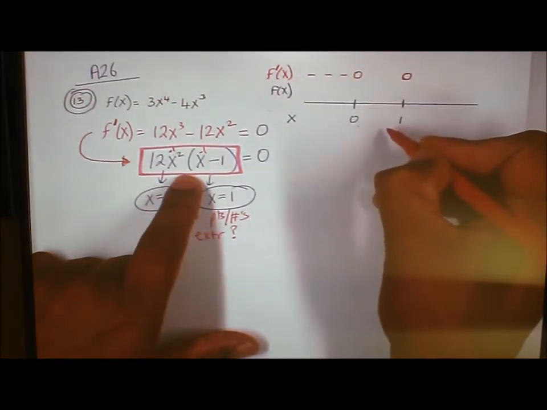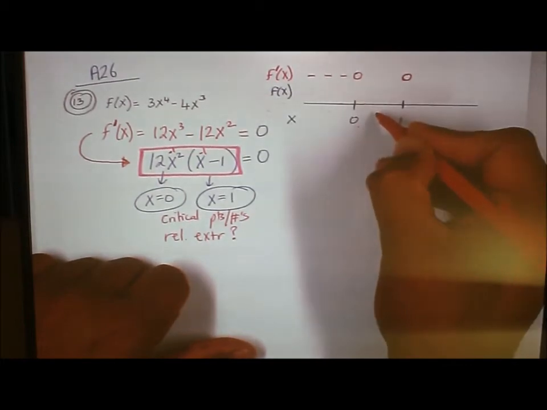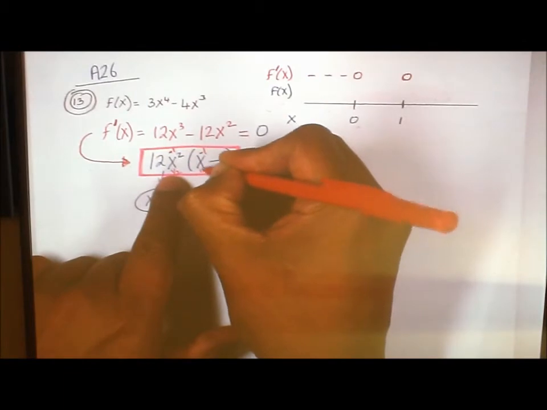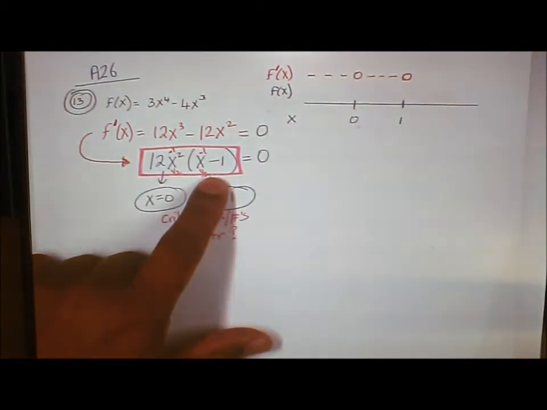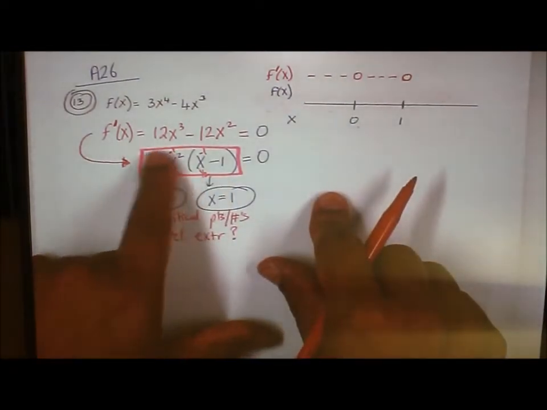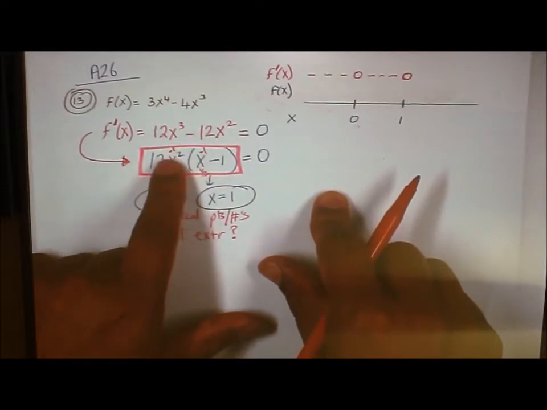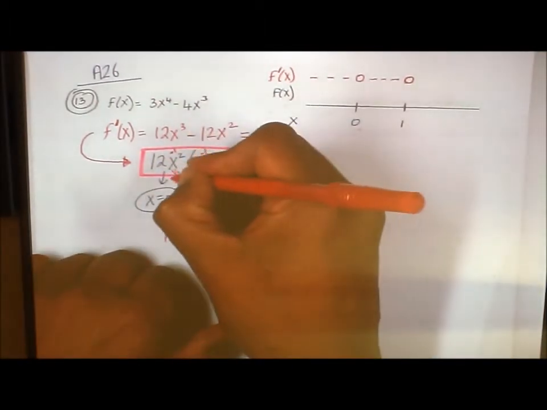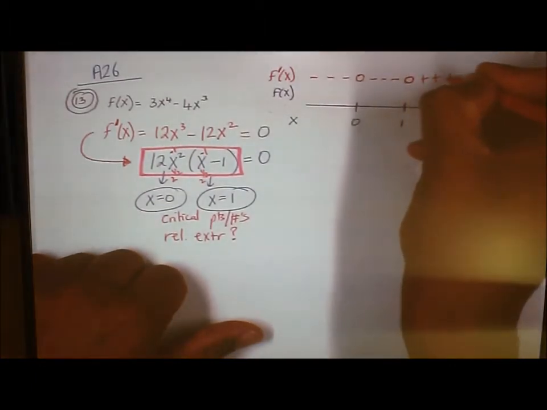And then I repeat this process for all the intervals I've created. So now I pick a number between 0 and 1, like 1/2. I plug it in here. I get positive times negative, which is negative. In fact, this first term, no matter what I plug in, is always going to end up being positive, right? Because any quantity squared is positive. Anyways, I'll take another number like 2. I'll plug it in here. When I plug in 2, I get positive times positive, which is positive.